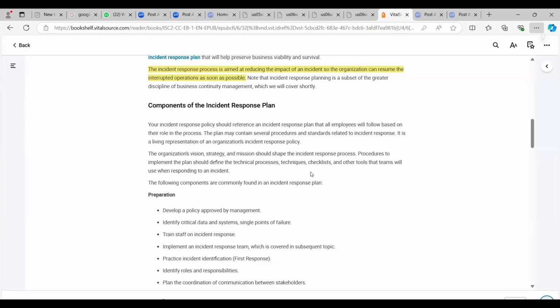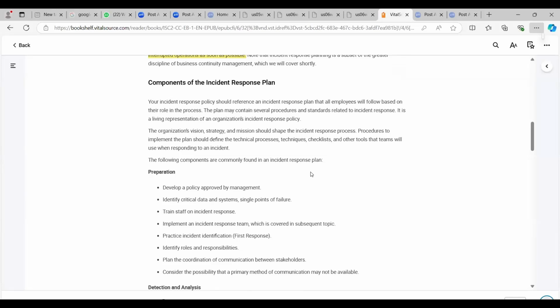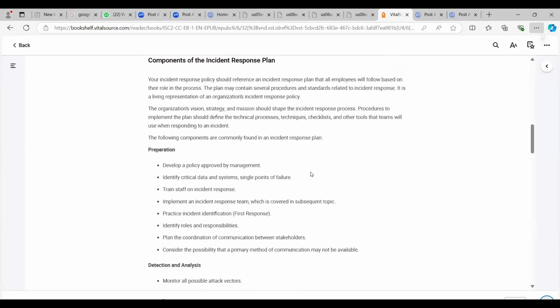The organization's vision, strategy, and mission should shape the incident response processes. Procedures to implement the plan should define the technical processes, techniques to carry out the checklists, and other tools that the team will use when responding to an incident. So these are the components of the incident response plan.